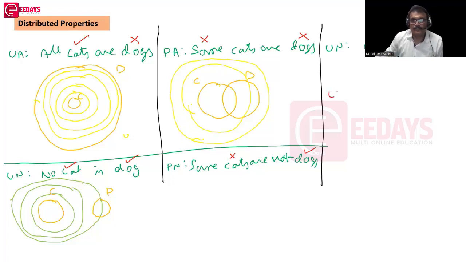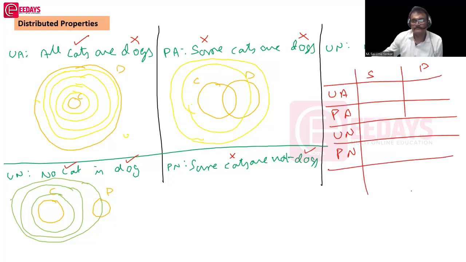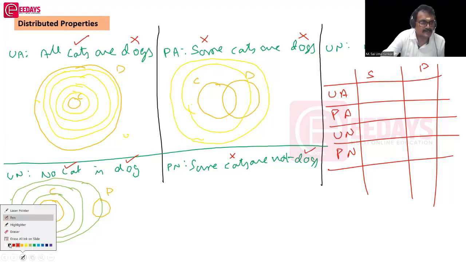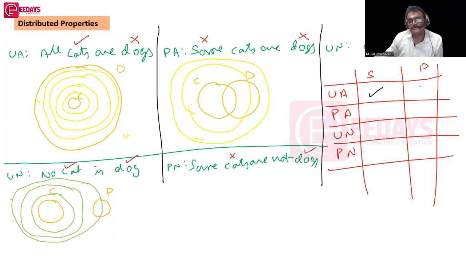Here it's very simple: universal affirmative, particular affirmative, universal negative, particular negative, subject and predicate. Now, in the universal affirmative, subject is distributed, but predicate is not distributed. In the particular affirmative, both subject and predicate are not distributed. In the universal negative, both subject and predicate are distributed. In the particular negative, subject is not distributed, but predicate is distributed.